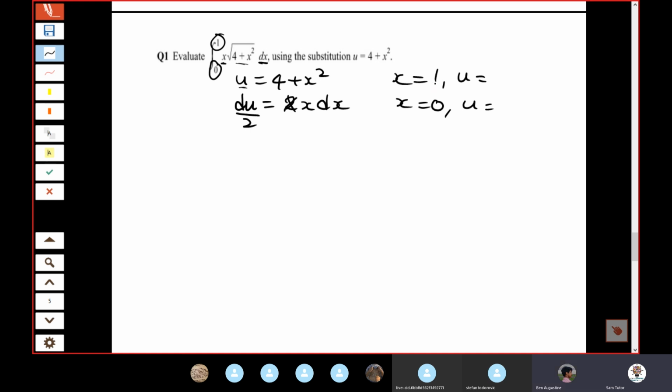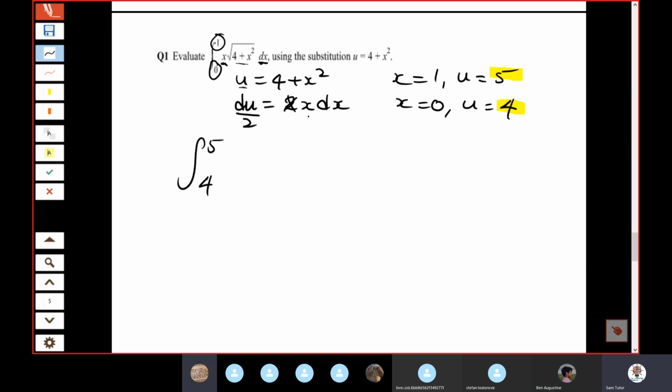Here we go. When x equals 1, you're just going to get u equals 4 plus 1, 5. When x equals 0, you get u equals 4 plus 0, 4. So our new limits are 5 and 4. We get that? Yep. So that becomes 5, 4.